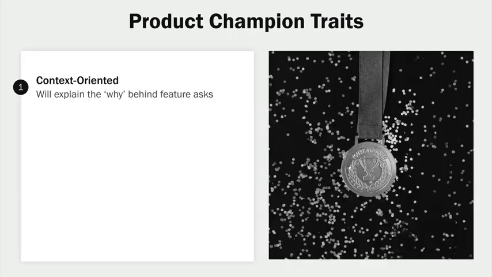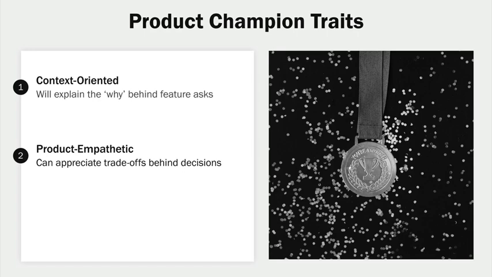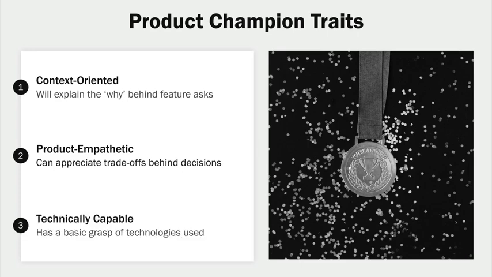When selecting your product champion, there are 3 key traits you want them to have. Context-oriented, i.e., will explain the why behind specific feature asks. This enables you to better build your product intuition. Product empathetic, i.e., can appreciate that there are trade-offs behind decisions. This prevents you from getting into a situation where the representative simply demands features without understanding how those features will impact the rest of the product. And technically capable, i.e., has a basic grasp of the technologies you use. This makes communicating much easier.